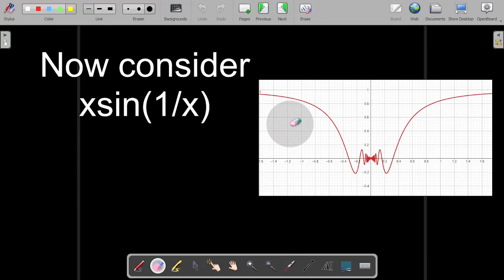Hello everyone. In the previous video, I explained the behavior of the function sine of 1 by x. We saw that sine of 1 by x is not defined at x equal to 0, and its limit also does not exist. The limit of sine of 1 by x as x tends to 0 is not defined. It is neither continuous nor differentiable at x equal to 0.